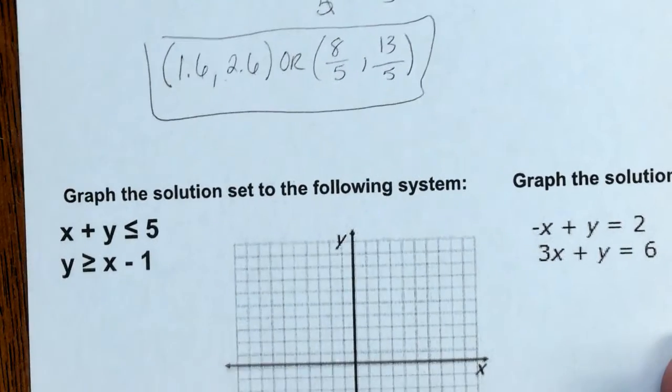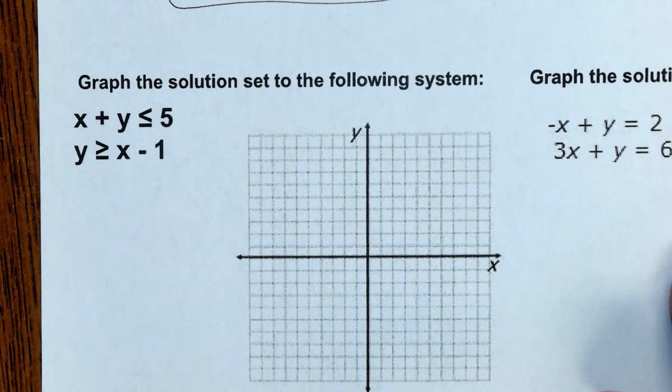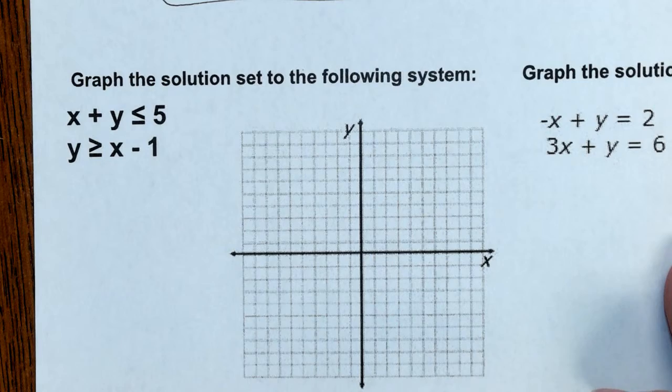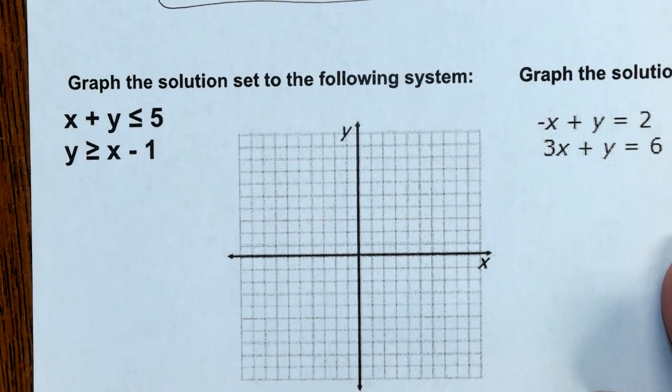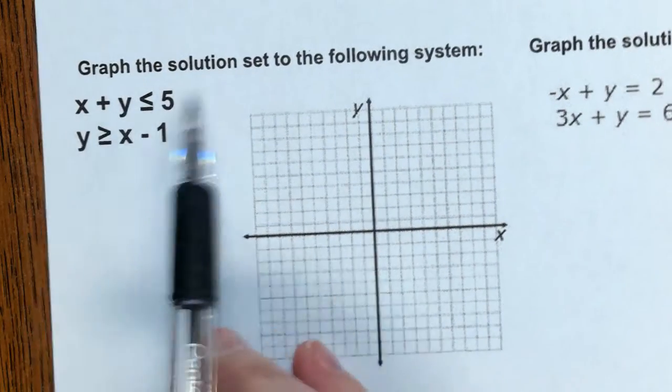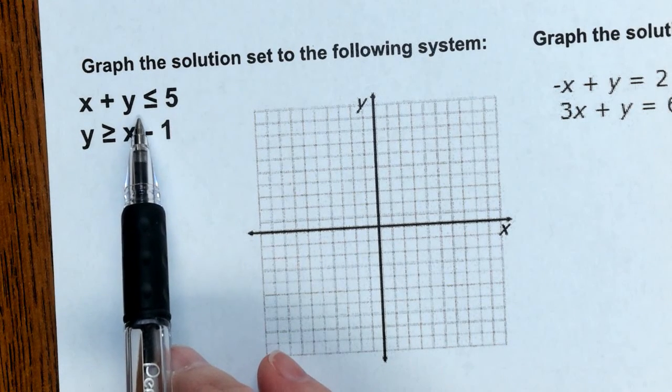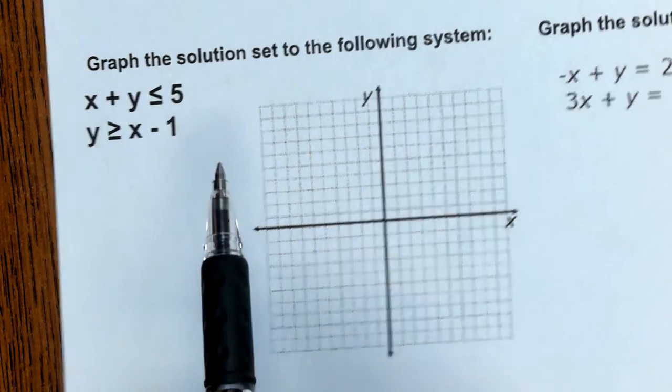Alright, the next one says to graph the solution set. Olivia, because you were out yesterday, this is what you missed, so pay extra attention on this one and it'll also help you with the missing. So we have graphed inequalities a bunch of times before this. The only difference with a system is you're graphing both of them on the same graph.